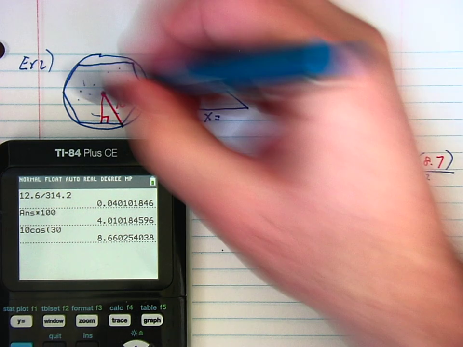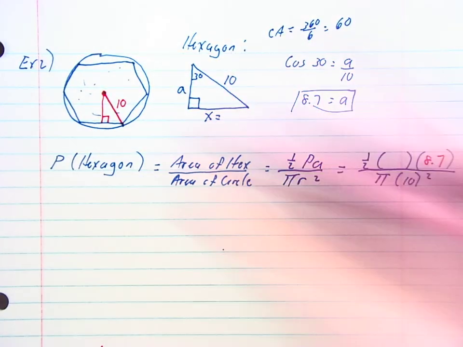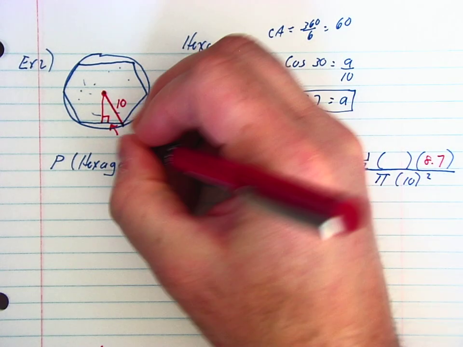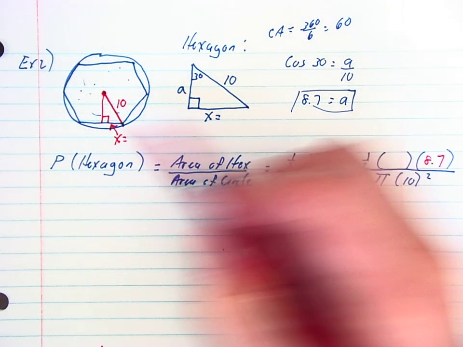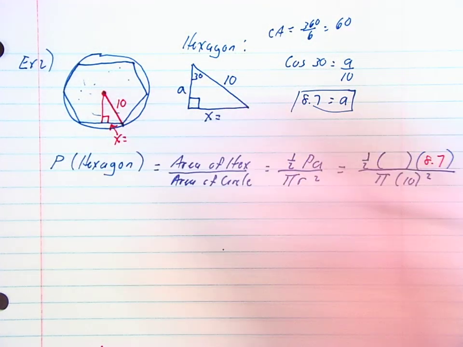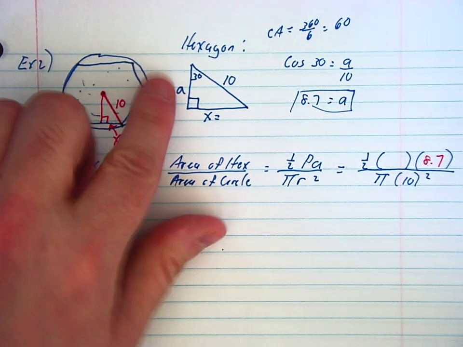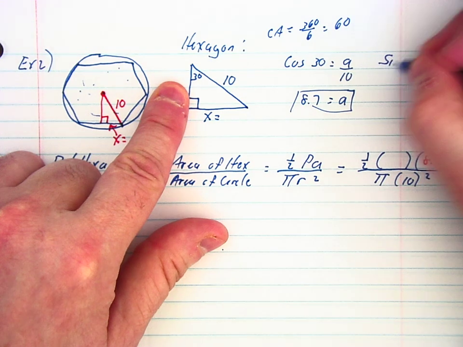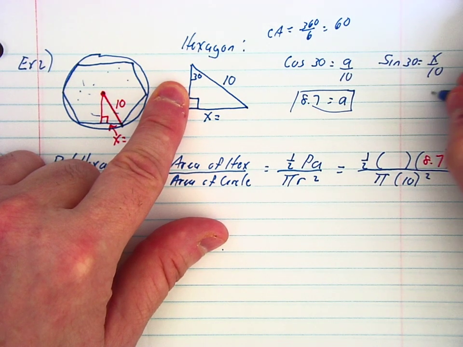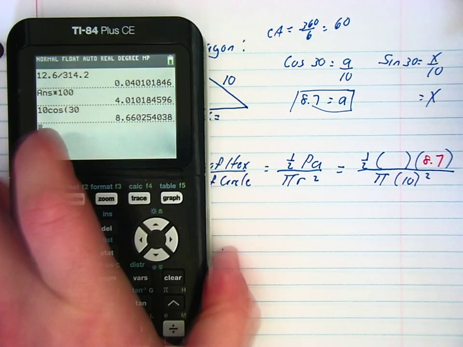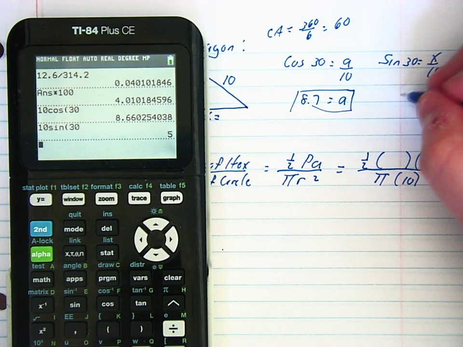Now I've got to find the perimeter of that figure. Remember, you find the perimeter by finding this guy right here. If I find that guy, that's my x. I'll double it to get the whole side. Then I'll multiply it by 6 sides, and I'll have my perimeter. So I'm going to find that using sine. So sine of 30 equals x over 10. Multiply both sides by 10.